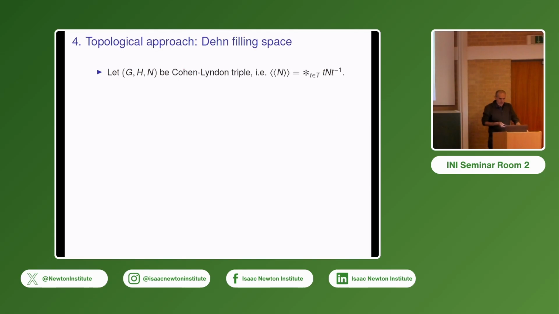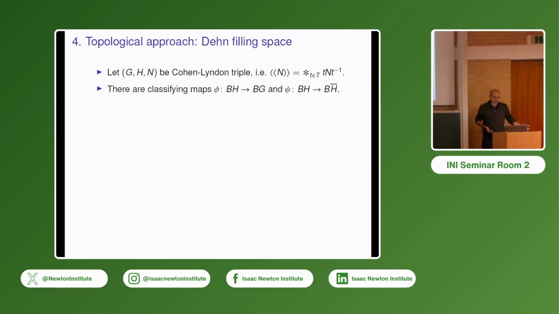So we have this Cohen-Lyndon triple, G, H, N. What you do is you take K(G,1) spaces. So BG is a classifying space for the group G. BH is a classifying space for the subgroup H. By the universal properties, you have a map from BH to BG. And then because you have a map from H to H bar, which is the quotient map, you have a map from BH to BH bar.